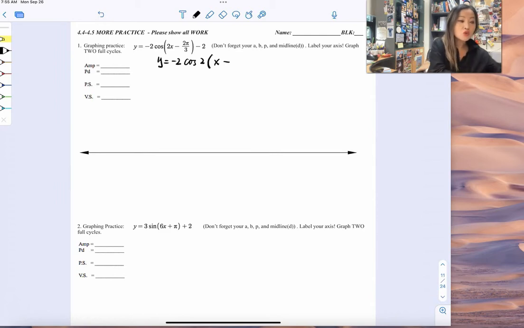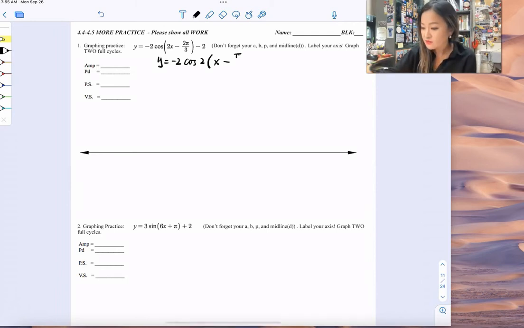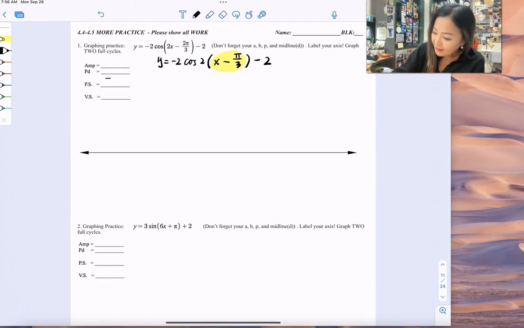So whatever method you like to use, I don't care, okay? But hopefully you rewrite it till it looks like this. Minus 2. And then you know what you could do? You could try it. 2 times x is 2x. 2 times pi over 3 is 2 pi over 3. So this right here shows you the phase shift. So the phase shift is actually pi over 3, right? It moved to the right, pi over 3. Of course, it went down 2.